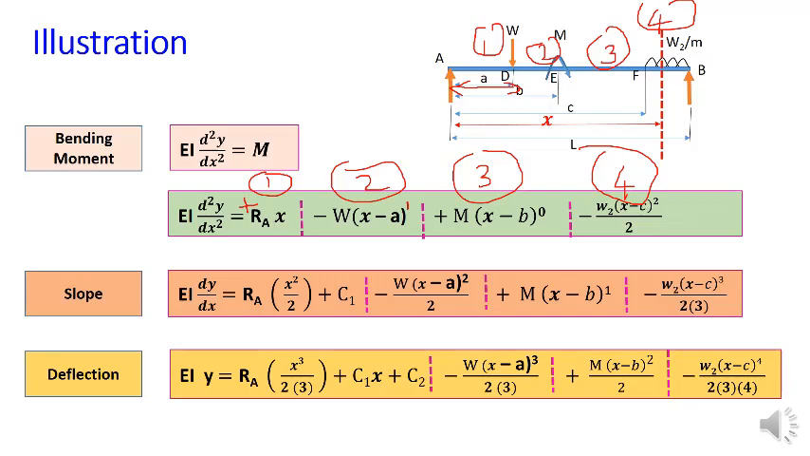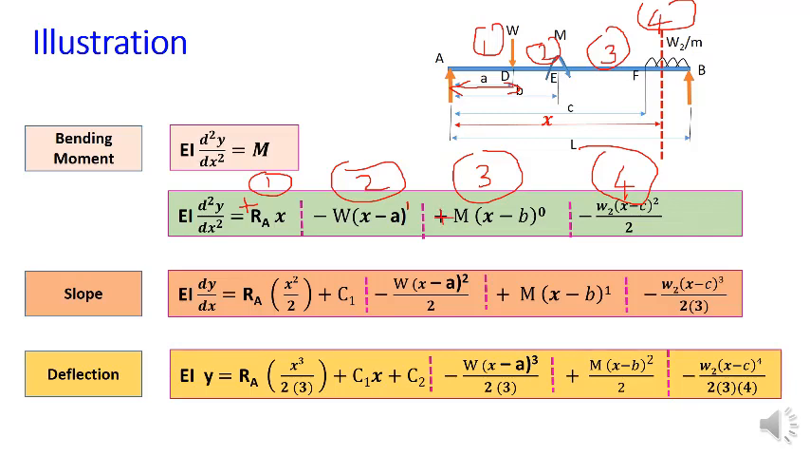Now I am moving to the third compartment. From here I have 2 forces. Rx I have already written, W I have already written. Now I have to include the moment M. So M into x minus B, the distance up to the point E being B, so x minus B the whole power 0. This moment is a clockwise moment, hence I am using a positive sign here.